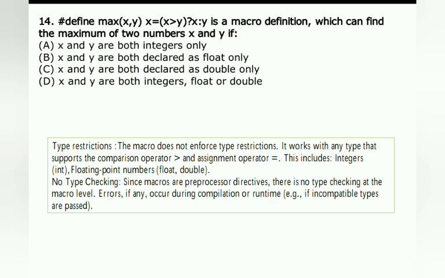So here the macro does not enforce any type restrictions. It works with any type that supports the comparison operator greater than and an assignment operator. Okay. So here, given the macro condition, we have to check whether the maximum of two numbers is integer or float or double. So which type restriction will the macro allow?